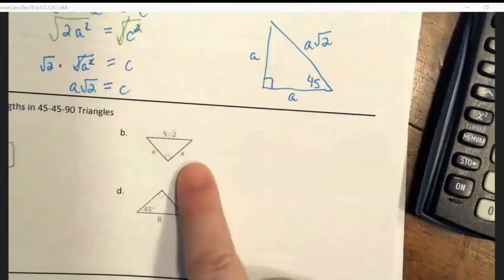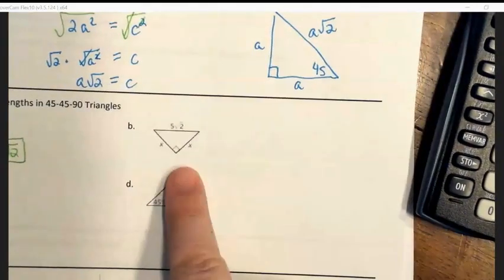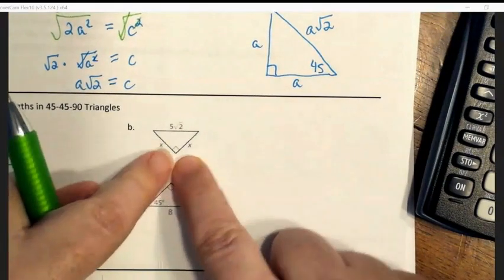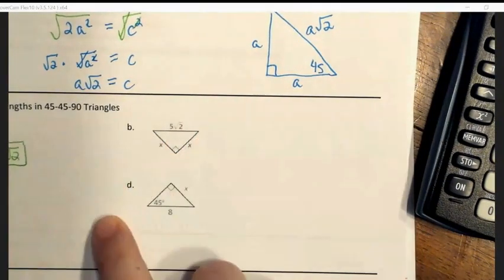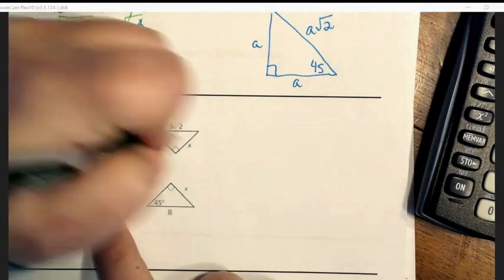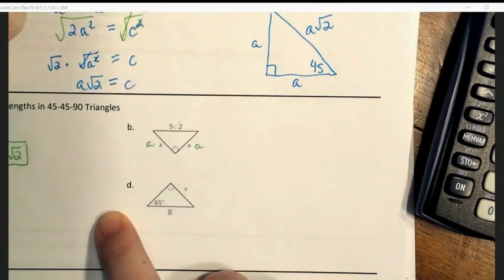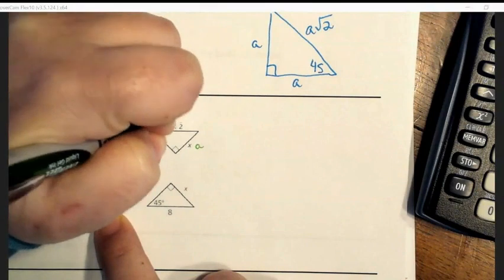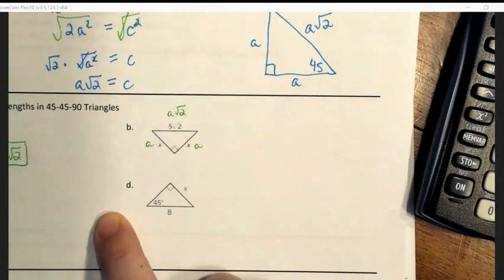Okay, let's try another one. So for B, I'm going to start by copying this formula onto this picture. The two sides that are the same are on either side of the right angle, so they are a and a, and the hypotenuse is a root 2.